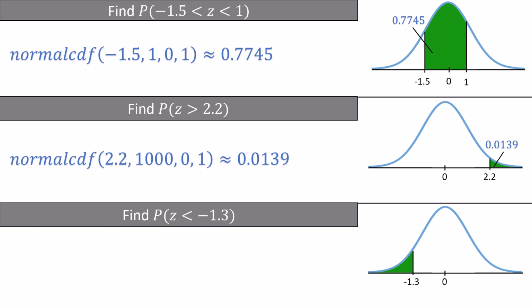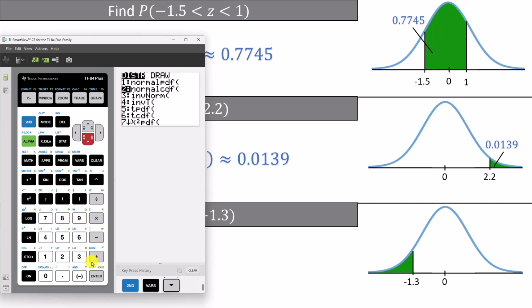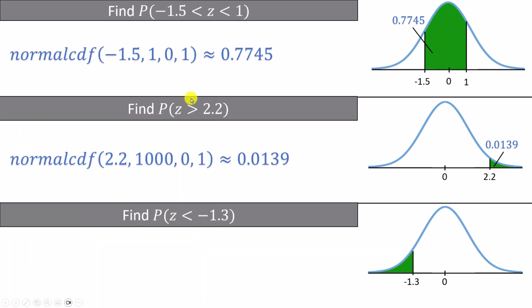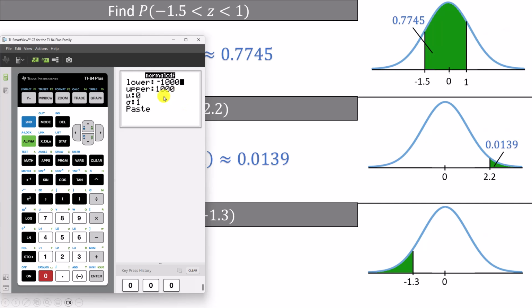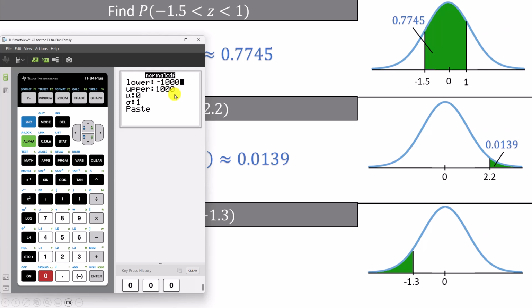Once again, we can use the normal CDF function to find the answer. So let's grab our calculator. We can go to second, distribution, option 2 for normal CDF, and then we can put in the lower and upper bounds. In this case, the lower bound is asking us, where does the shaded region start? But there really is no starting point for the shaded region. It goes forever in the negative direction. So this is the case where we use negative 1000 as the lower bound. I can't stress this enough. Anytime you have a greater than probability, you will have the upper bound as 1000. And anytime you have a less than probability, you will have the lower bound as negative 1000.